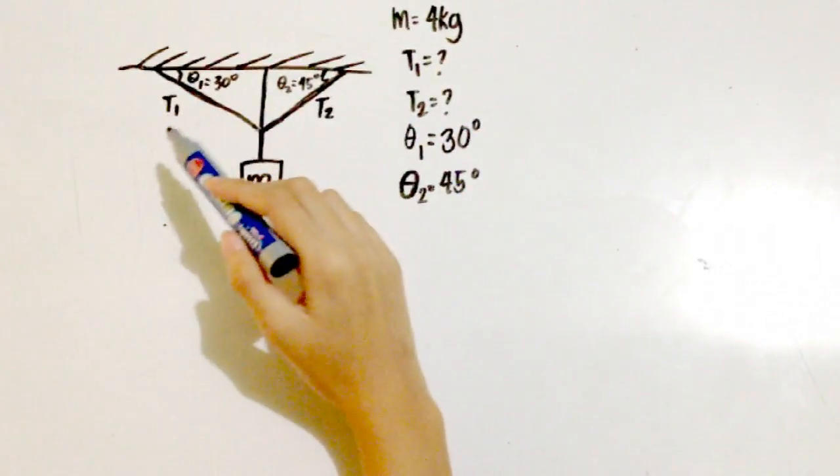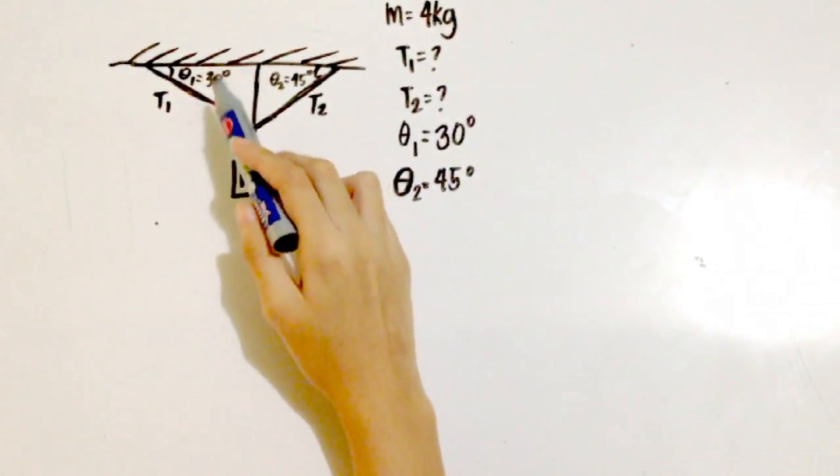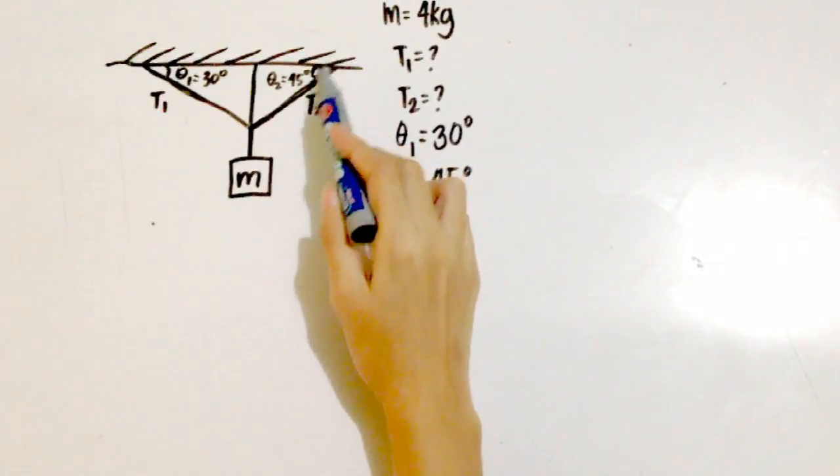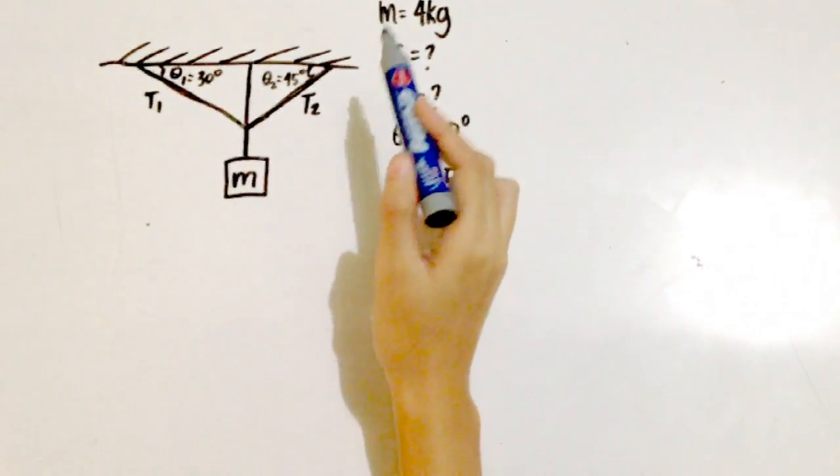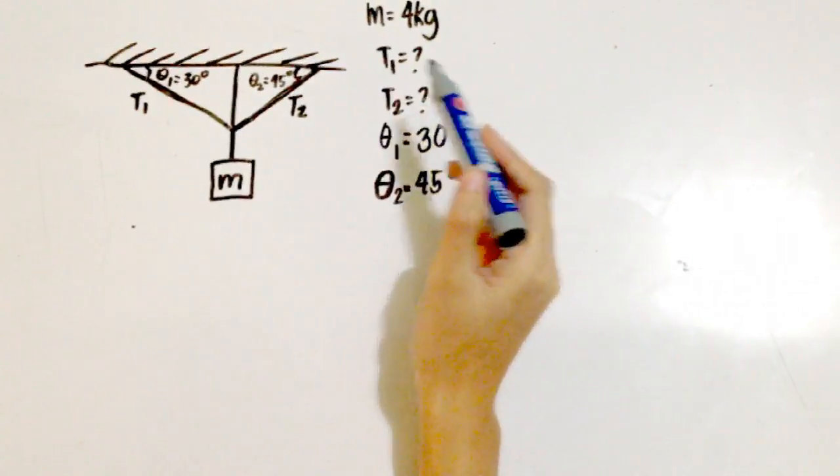So notice that this angle between the ceiling and the string is 30 degrees. And this angle between the ceiling and the string is 45 degrees. So what's the tension of those strings?